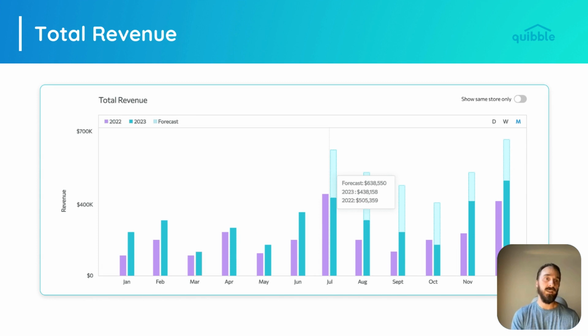Total revenue. This is the second most important chart, the revenue chart. It has the same data structure as the ADR occupancy chart. Quibble shows you your current revenue, your forecasted revenue, and last year revenue. In the current view, I'm looking at the data by week. The outcome that I'm trying to achieve is to increase revenue compared to last year. So I search for the weeks where my forecast is lower than my last year position and investigate why this is happening.